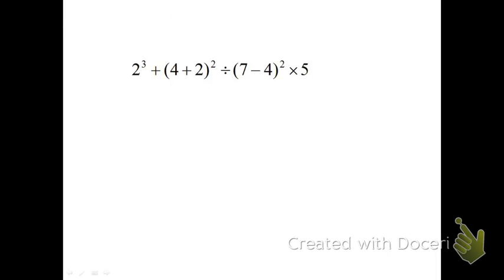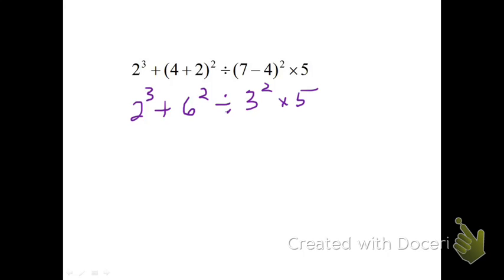All right, next example. Well, we have some parentheses here, so we know that's where we need to start. So we'll leave our 2 cubed alone for right now. 4 plus 2 is 6, so we'll have a 6 squared, and then we'll have divided by. 7 take away 4 is 3, so we'll have a 3 squared, and times 5.